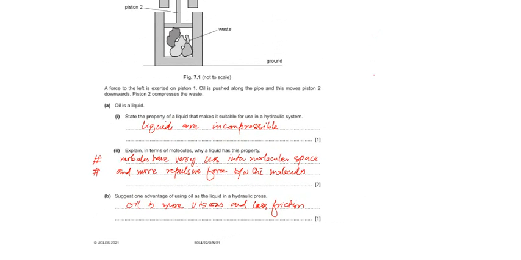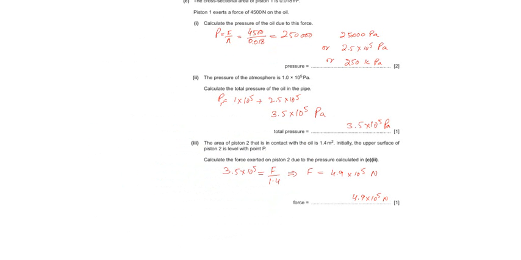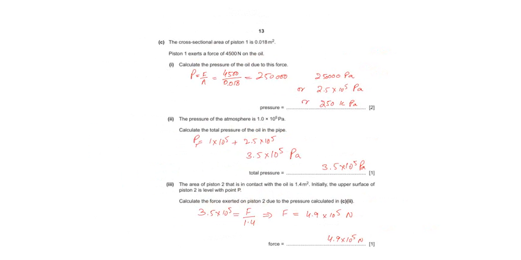Part C. The cross-sectional area of piston 1 is 0.018 meter square. Piston 1 exerts a force of 4,500 Newton on the oil. Calculate the pressure of the oil due to this force. Pressure equals force over area, 4,500 over 0.018, that is 250,000, or 2.5 times 10 to the power 5 Pascal, or 250 kilopascal.